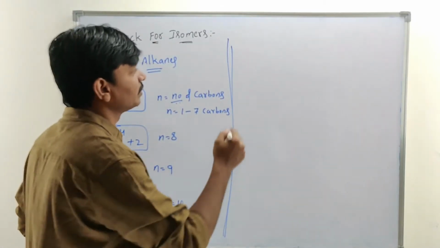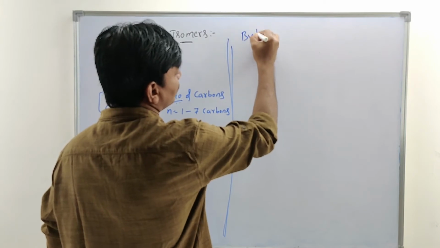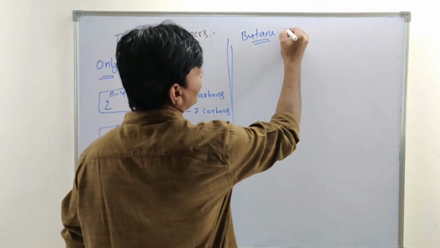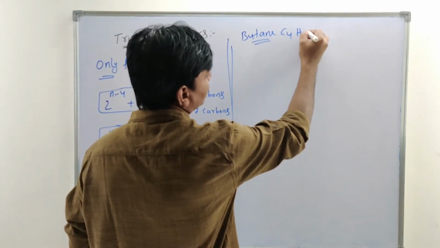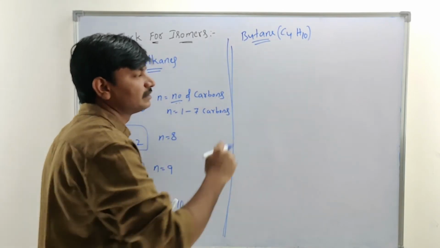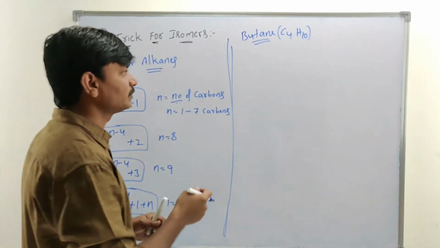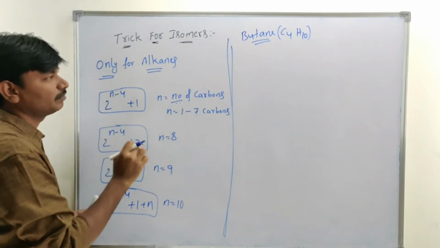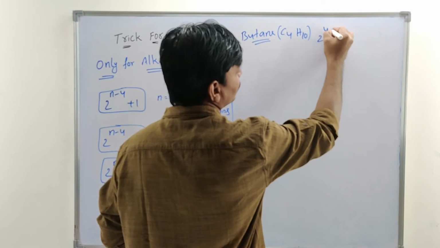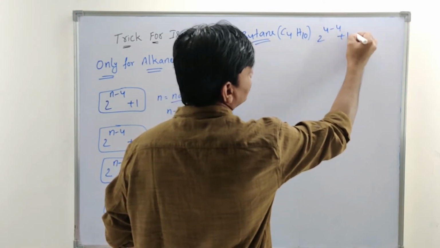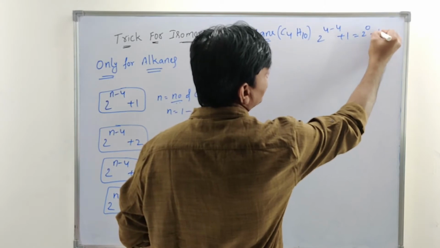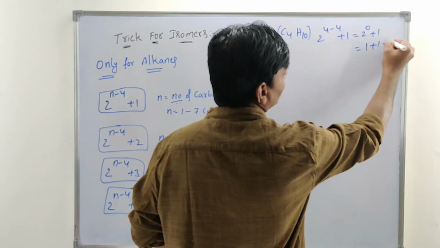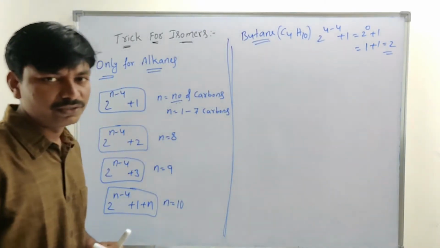Next, coming to butane. Butane contains 4 carbon atoms. Its general formula is C4H10. Here the number of carbons equals 4. Its isomer formula will be 2 power of n minus 4 plus 1, that is 2 power of 4 minus 4 plus 1, equal to 2 power of 0 plus 1. 2 power of 0 means 1, plus 1. The total number of isomers in butane equals 2.